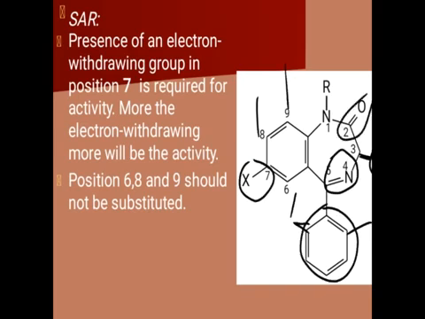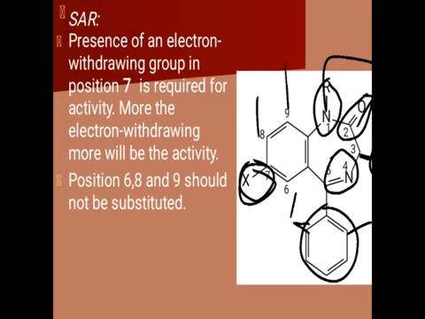Then at the second position, a carbonyl group is required. At the first position, R is the substitution, and it must be a small substitution for better activity. Sometimes these are present in the form of a cyclic structure like imidazole, and if such cyclic structures are present, it will show optimum activity. But at that time, the seventh position electron withdrawing group is not necessary. If it is present or absent, it will not affect the activity.